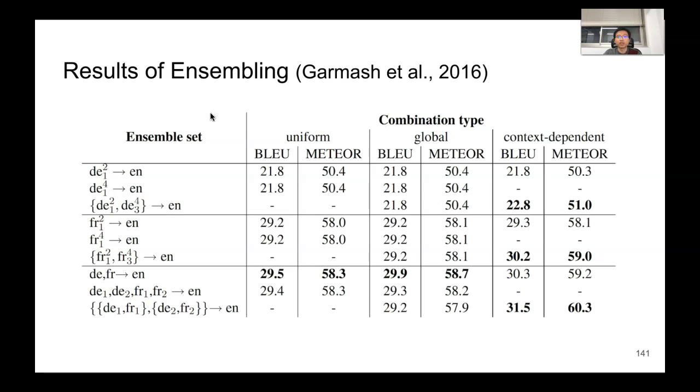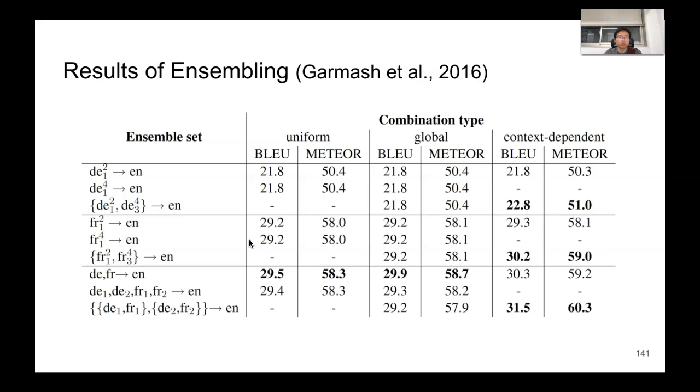And here shows the results reported in their paper about the ensembling method for multi-source translation. We can see that these are the single source, and this is multi-source. Again, here they compare different combination ways for the ensembling, right? We can see that the context dependent ensembling shows better performance compared to the single model.